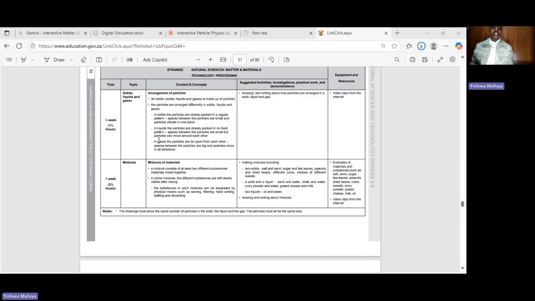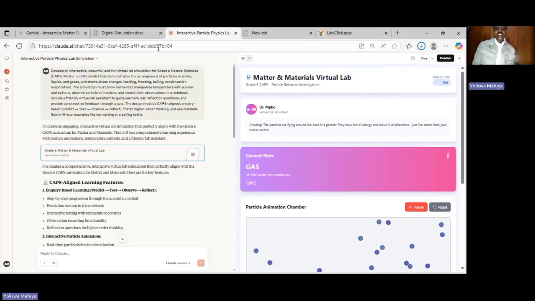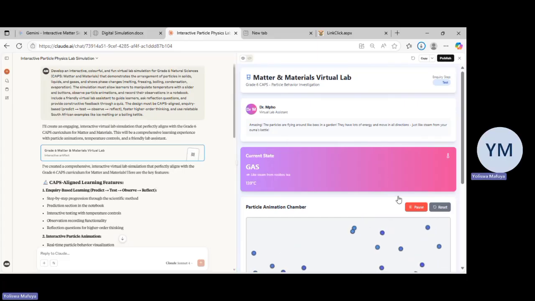So what I did is I told the app that I used, which is called AI, right? As you can see here, the simulation I made is called Matter and Materials Virtual Lab. Scary, very scary. So what I did is that I had a prompt, right? And I told Code AI to develop an interactive, colorful, and fun virtual simulation for grade sixes.